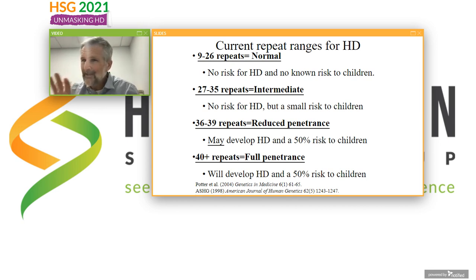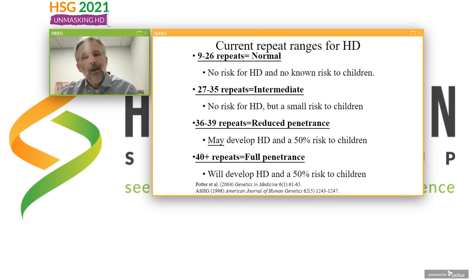Now I'm going to touch on in a second, these ranges and these cutoffs aren't as black and white as I'm making them seem on the slide. There are some people at the upper end of this intermediate range, maybe 34, 35 repeats, who really, really look like they have symptoms of Huntington's. And so I think we're starting to understand that maybe sometimes these ranges aren't quite as black and white and discrete as we make them.